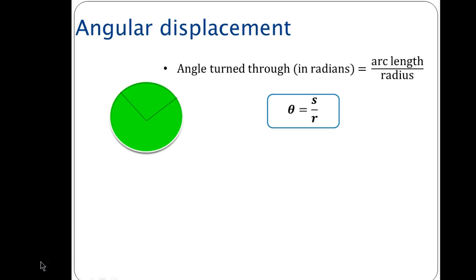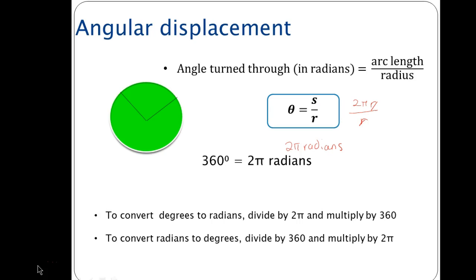If we now consider one full rotation of the circle, the arc length turned through is going to be equal to the circumference of the circle, which of course is given by 2 pi r. And so our angle that we have turned through now is given by 2 pi r over r. And so the angle turned through in one complete revolution is 2 pi radians. And so we can say that 360 degrees is the equivalent of 2 pi radians.